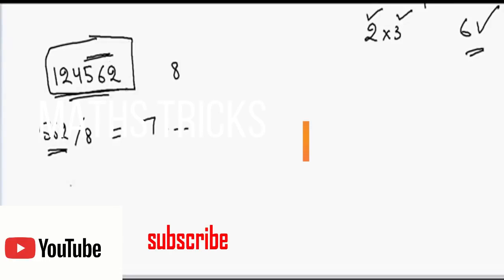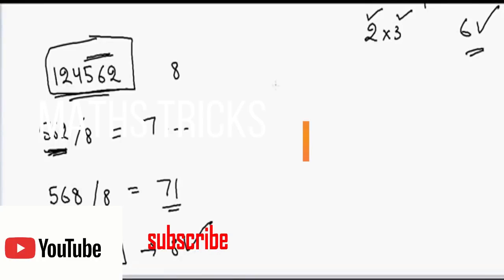How can I make it divisible by 8? By making these 3 digits divisible by 8. So if I have 568, that can be divided by 8, so we'll get 71. So therefore if I change this number to 124568, then this number would be divisible by 8. Then in that case it will work.